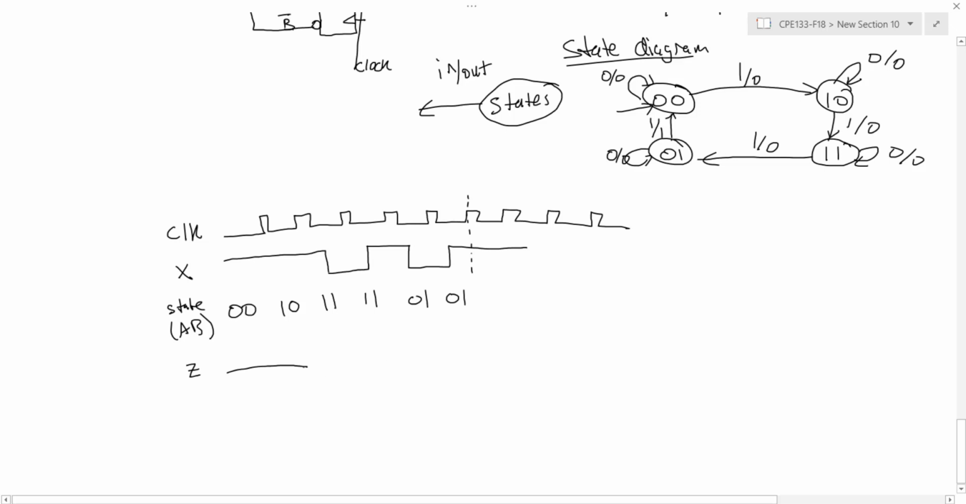So my output up to this point is low. And actually, when I'm in state 0, 1, in this clock period, when my input is high, my output's going to be high. And then again, when I'm in 0, 1 and the input is high, my output's high. But then on the very next clock period, I go back to 0, 0, and my output goes low.